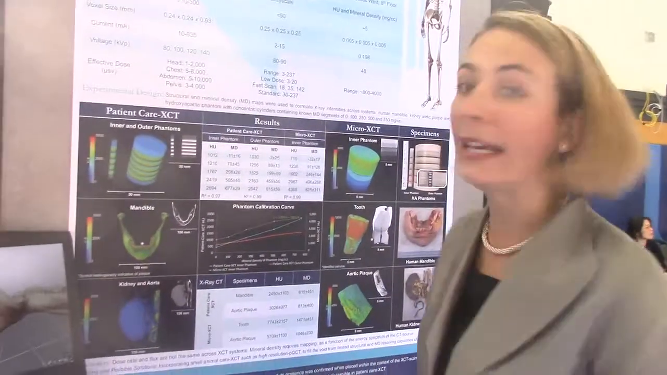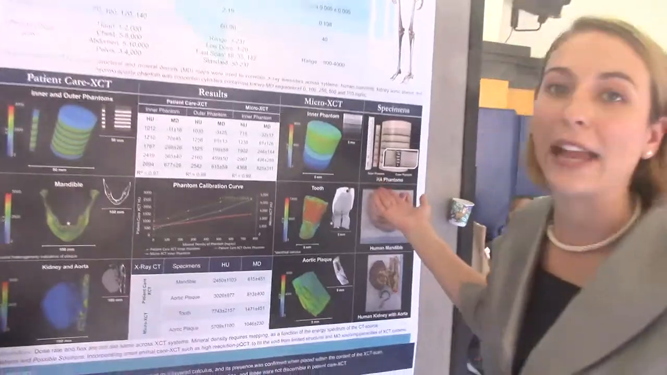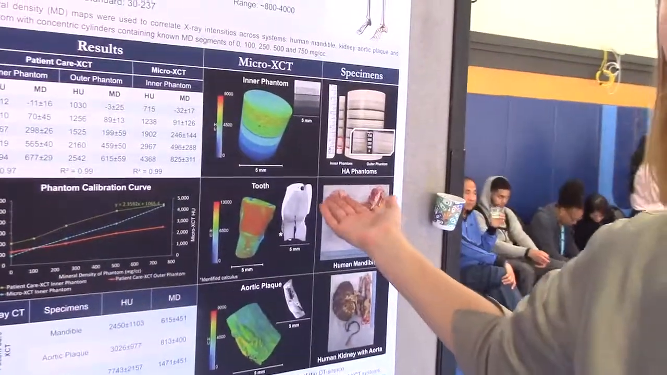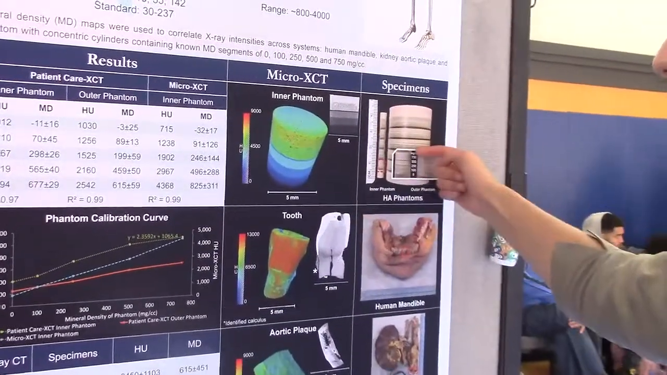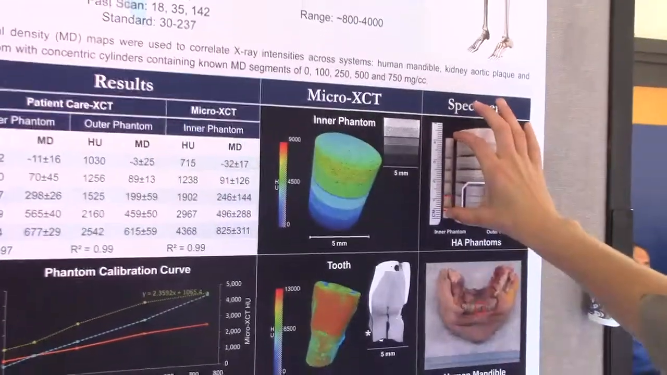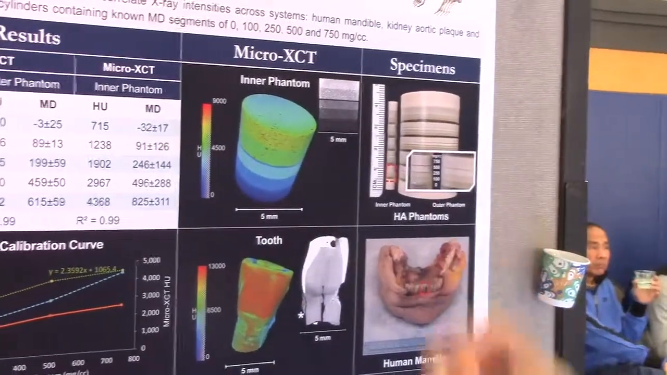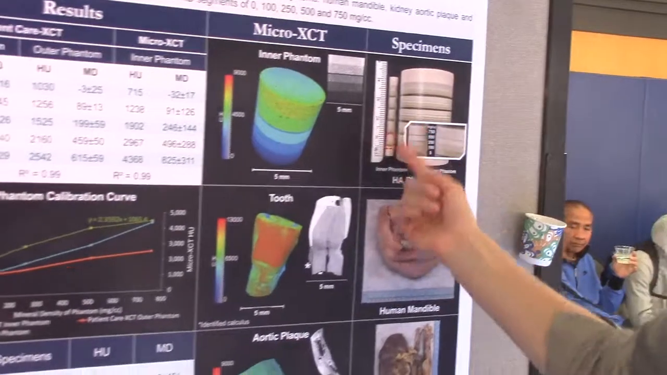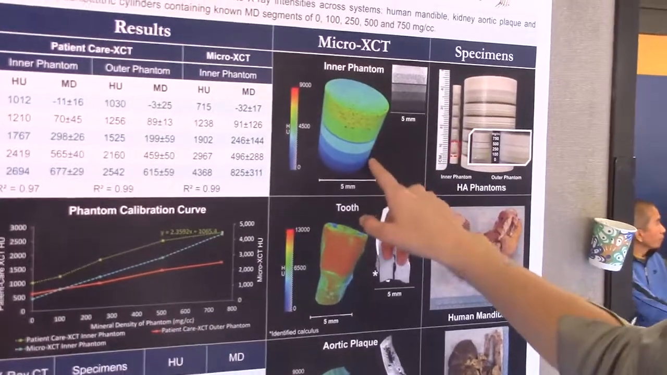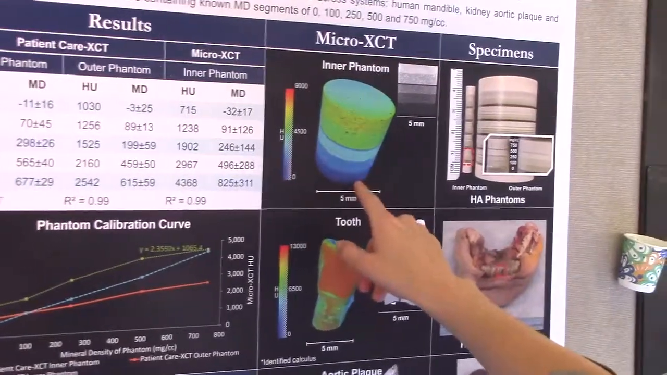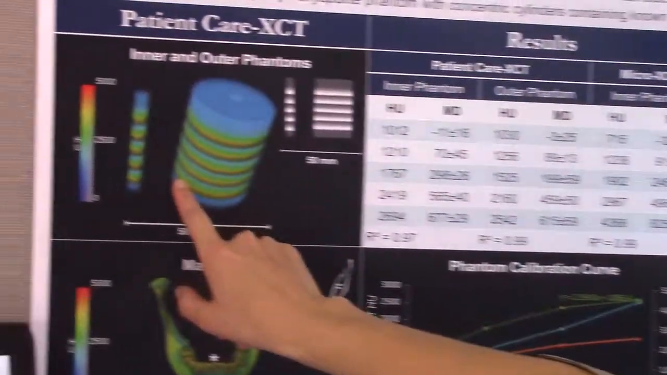So what we did to bridge this gap was we created a phantom. A phantom is a known standard of mineral density in a gradient. And it had a small inner rod and a large outer cylinder that fit together or could be imaged separately. The small phantom was able to be fit in the Micro-XCT with a very small field of view, and then they were scanned separately in the patient care.